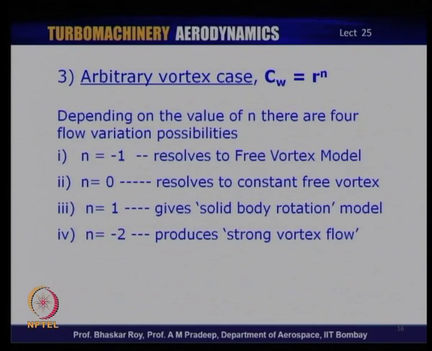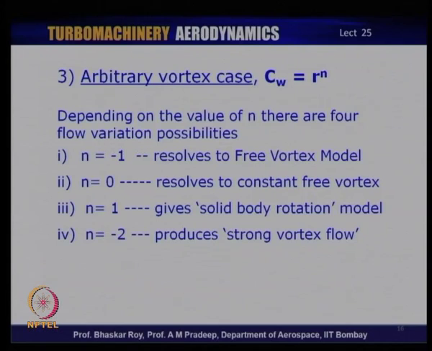On the other hand, if you put n equal to 1, it gives what is simply known as solid body rotation. That means the flow would be directly proportional to r, like for example, u is omega r. So all other parameters would also be directly proportional to r, rather than being inversely proportional as in the case of the free vortex law. In some sense, this is the inverse of the free vortex model.